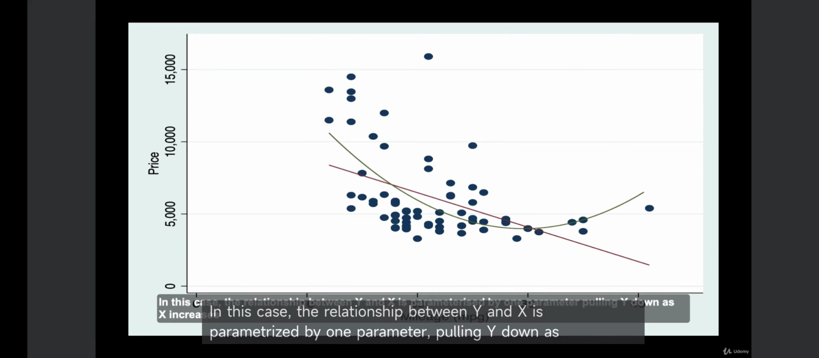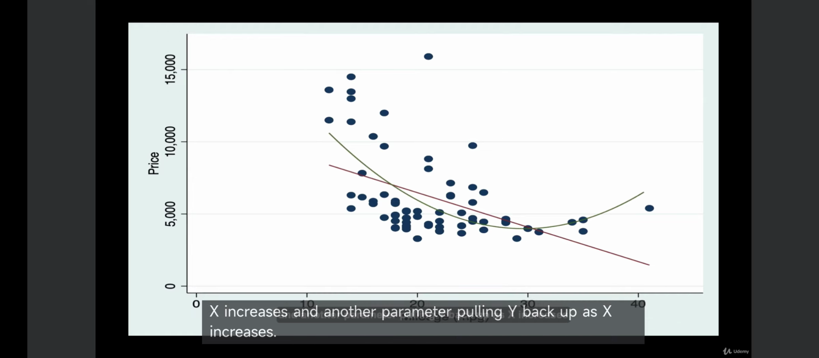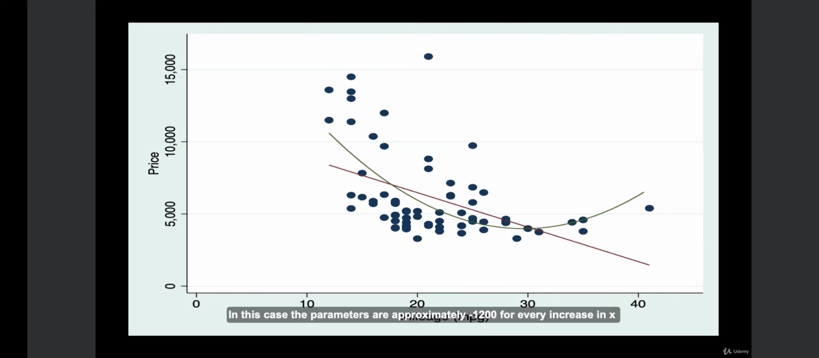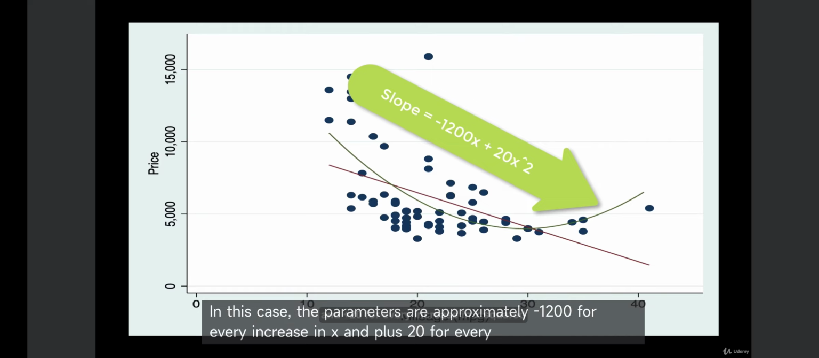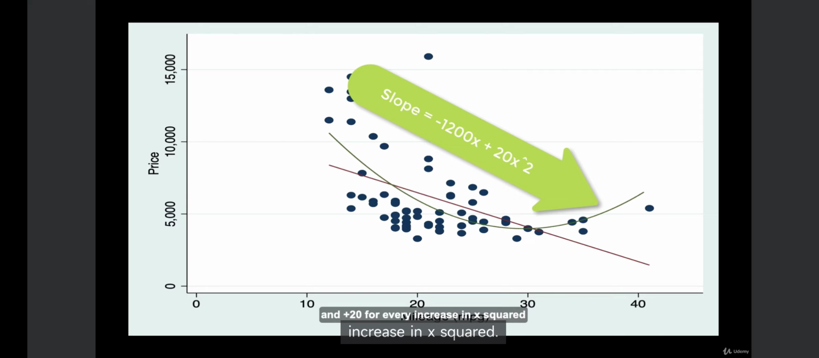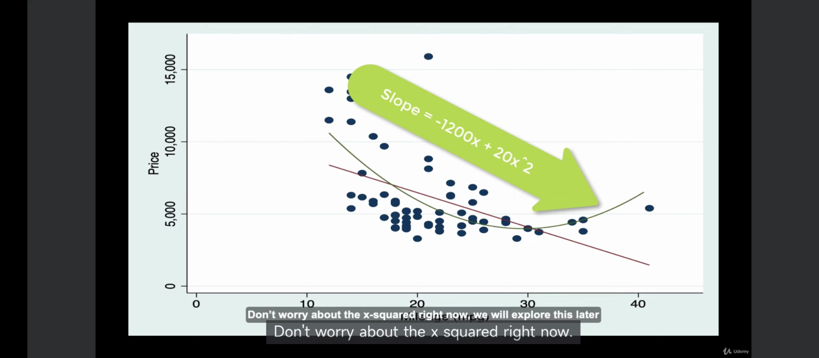In this case, the relationship between y and x is parameterized by one parameter pulling y down as x increases and another parameter pulling y back up as x increases. In this case, the parameters are approximately minus 1200 for every increase in x and plus 20 for every increase in x squared. Don't worry about the x squared right now, we'll explore this later.